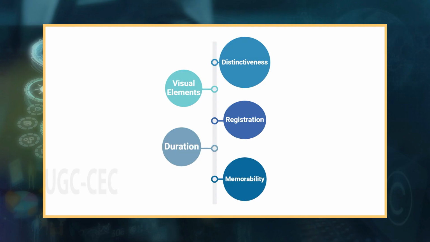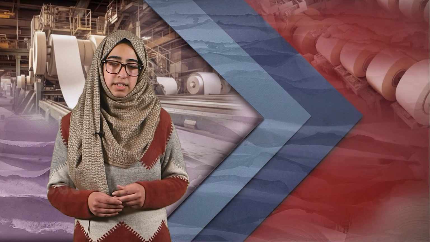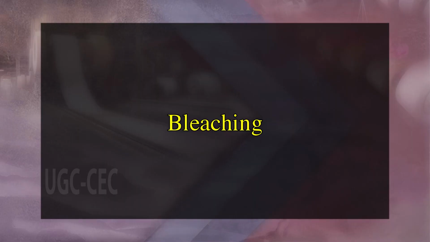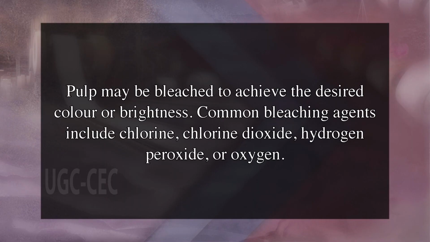Screening. After refining, the pulp undergoes another screening process. This step is crucial for removing any remaining impurities, oversized particles, and unrefined materials that may have passed through the refining stage. Screening also helps control the size of the fibers, ensuring uniformity and consistency in the final pulp. This is vital for achieving the desired paper properties. Bleaching. The pulp may be bleached to achieve the desired color or brightness. Common bleaching agents include chlorine, chlorine dioxide, hydrogen peroxide, or oxygen. The choice of bleaching agent depends on environmental considerations, the desired level of brightness, and the type of paper being produced.